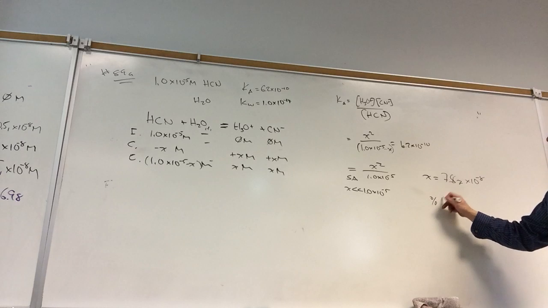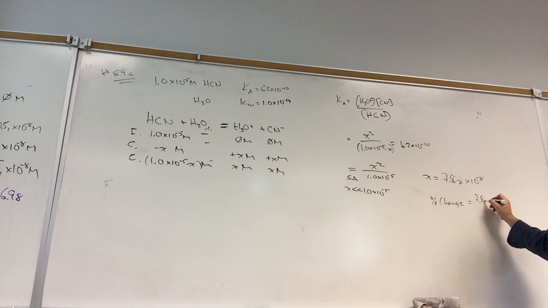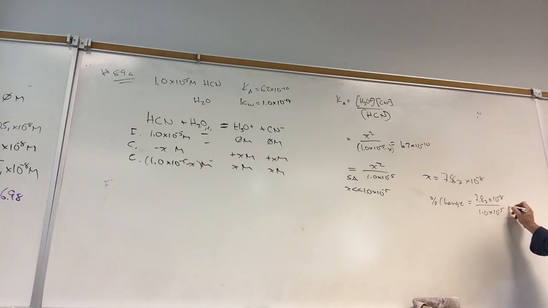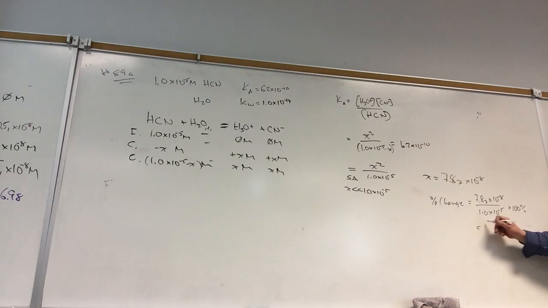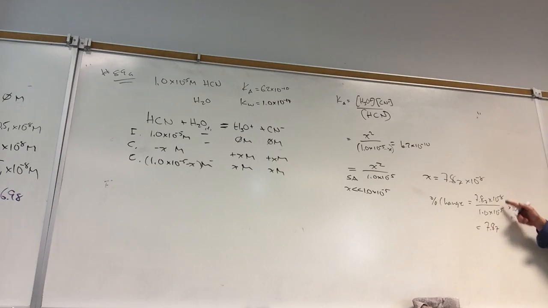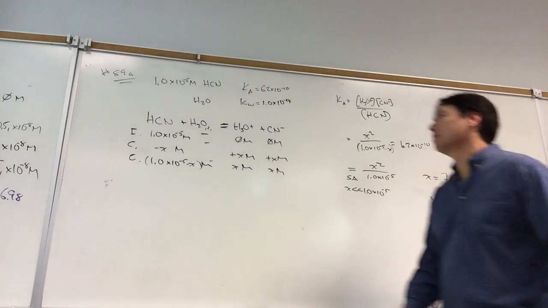Okay, so that means the percent change is the change x over the initial. So it's going to be 7.87 times 10 to the minus 8 divided by 1.0 times 10 to the minus 5 times 100. So what does that give us? 0.787%. That's okay. It would be better if we used the quadratic, but this is close enough, I think. So let's go ahead and use it.